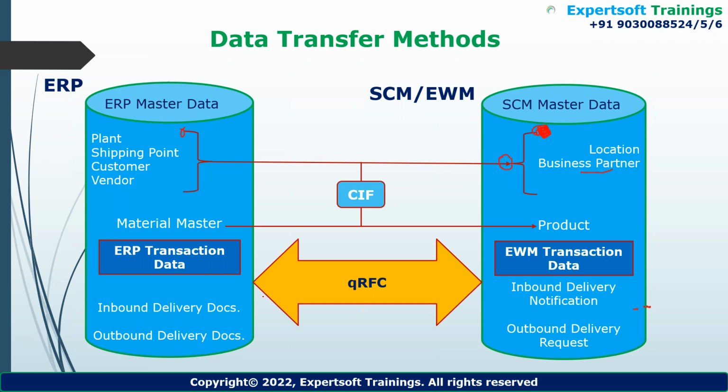But for the transactional data, the system will create the delivery, because delivery creation will happen in your ERP system via VL31N or VL01N, and that will be transferred to your EWM system to create an inbound delivery notification and further inbound deliveries in your EWM system. We'll see that in further detail, and that is done via QRFC. Once you post all the transactional data here, after goods receipt, the system will update the respective inbound delivery in the ERP system.